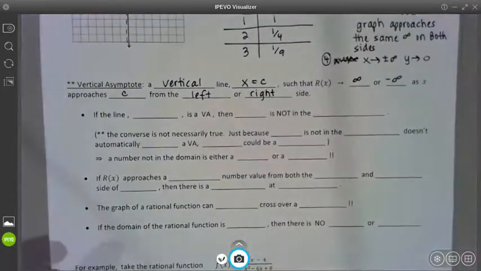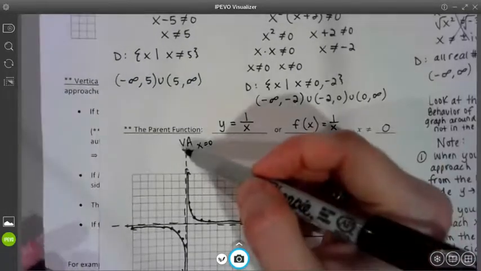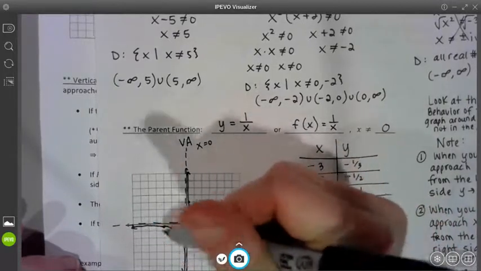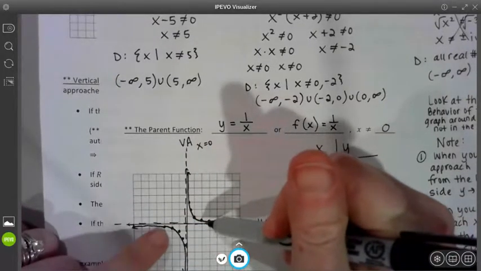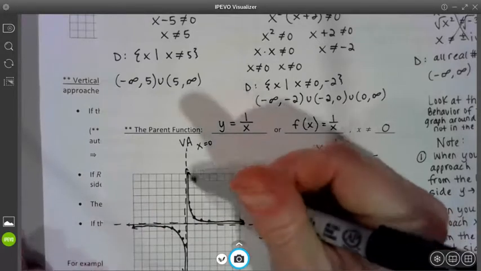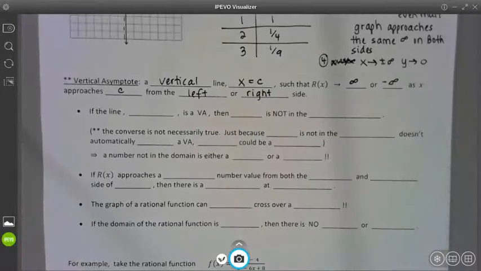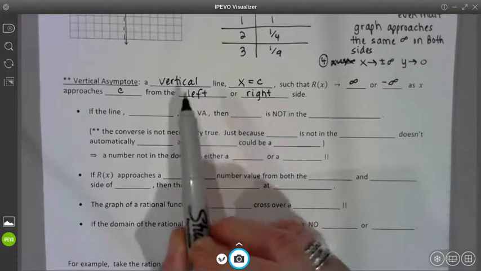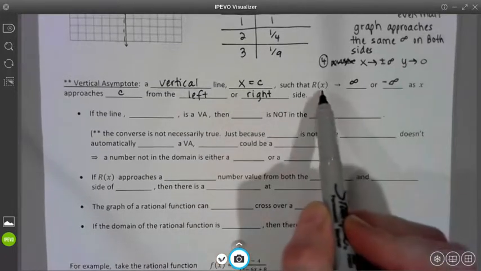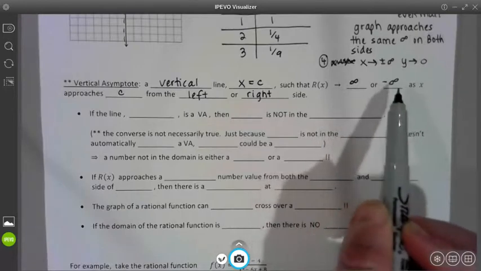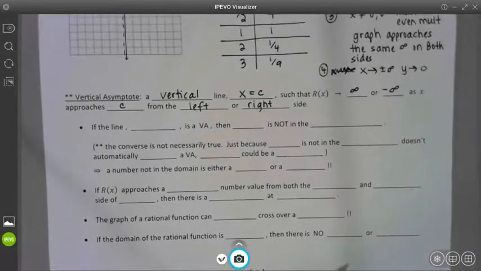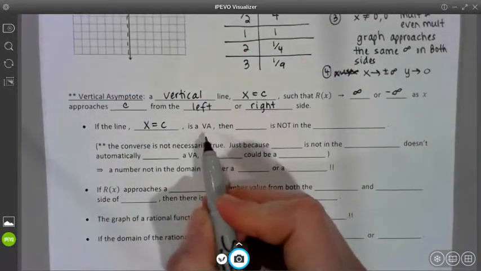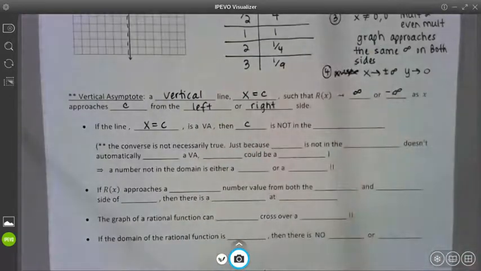All right. So again, it's easier to show it on this one. Here we had a vertical asymptote at x equals 0. So when you approach x equals 0 from the right and the left, the function itself, the y value, the r of x, if you will, the f of x, will shoot off to either positive or negative infinity and show that complete disconnect in the graph. That's what it means to be a vertical asymptote, all right? When you approach that x equals c, then the r of x, the function itself, will either approach infinity or negative infinity, from the left or right side. If the line x equals c is a VA, then c is not a number in the domain.